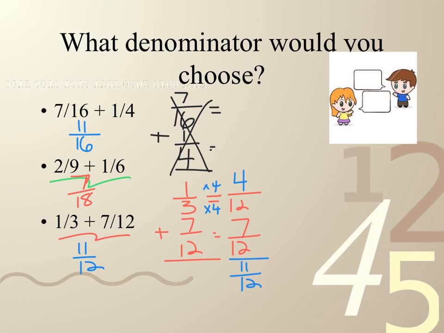When you ask yourself those 3 questions, you end up doing the least amount of work, whether that's in the beginning or not having to simplify. Make sure that you include in your notes the exact same anchor chart that we used in the lesson on equivalent fractions so that you can use that to help you find common denominators for adding. Make sure you ask for help if you need it, and good luck.